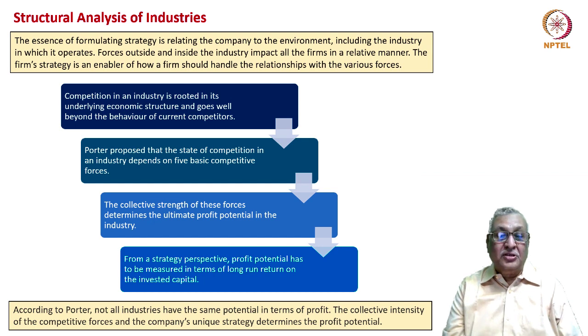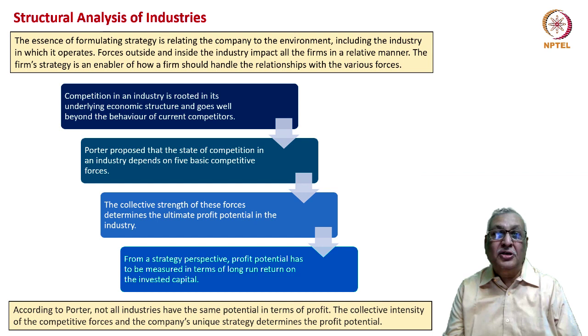The collective strength or the collective impact of these forces determines the ultimate profit potential in the industry. If the competitive forces are very vigorous, very volatile, and very intense, the profit potential would be muted. On the other hand, if the competitive forces can be easily handled by the respective companies, then the profit potential would be high. From a strategy perspective, profit potential cannot be measured through quarterly earnings, but it has to be measured through the long-term return on invested capital.